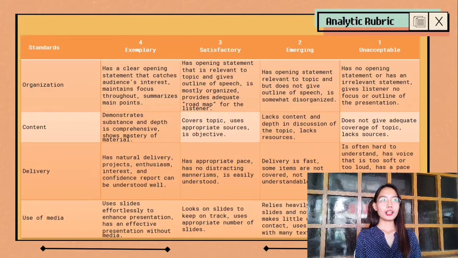Here is another example, which is an analytic rubric that is being used in analytic scoring. We can observe here that the criteria of this rubric are specified, like the organization of the statement, the content, the delivery, and the use of media.